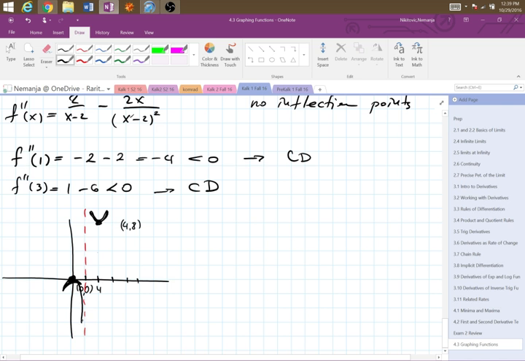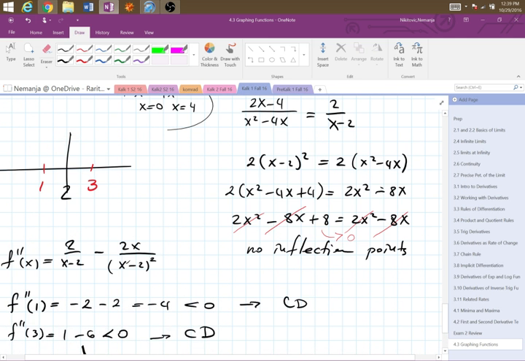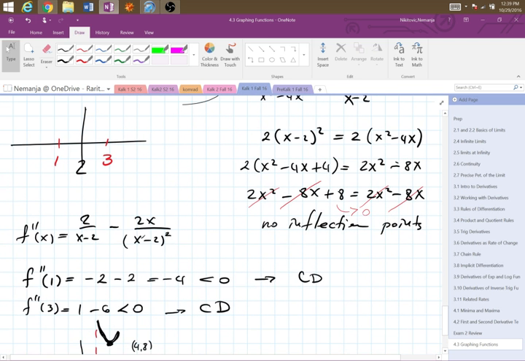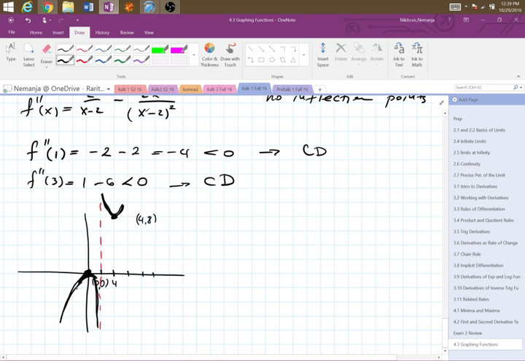Clearly, the function has to follow the asymptote. And now look what's happening here. For concavities, this is concave down, this is concave up. It's already there. Done. You can graph without using a calculator.